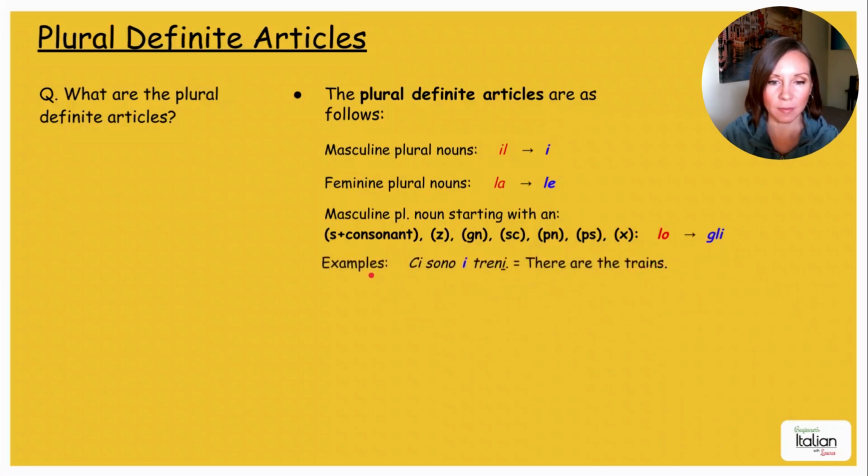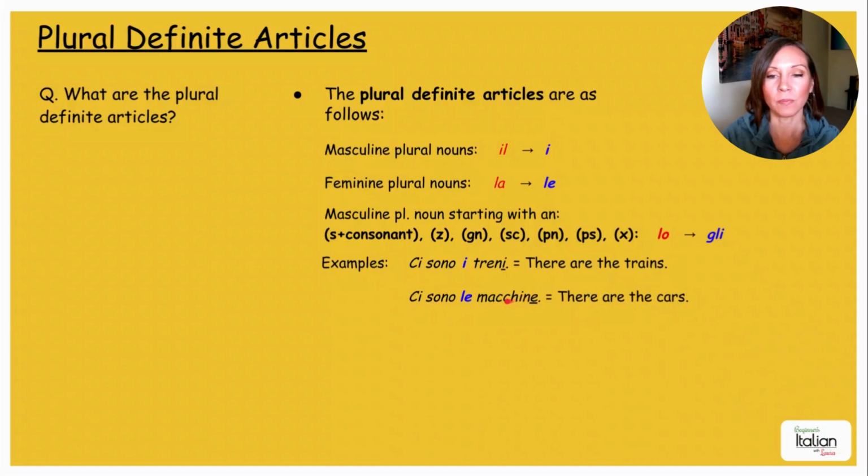So here are examples. Ci sono i treni. There are the trains. Okay, we're using i, or the letter I, in English, because treni is a masculine plural noun. Okay, i treni. Ci sono le macchine.